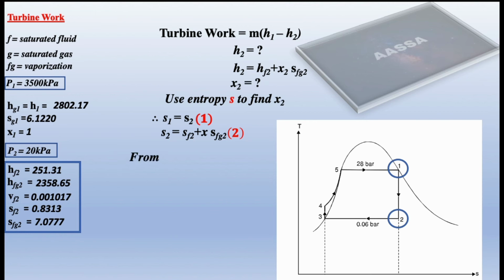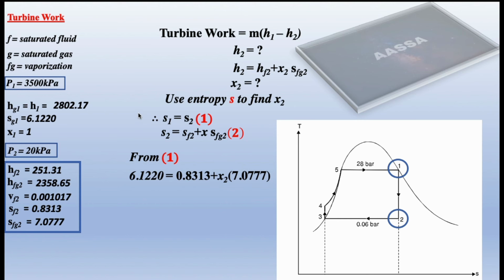Okay, so from equation number 1, which is going to equate everything, we have for S1, from the values that we have calculated, that is SG1 6.122, and for SF2, go to state number 2 on our given data. Going to look below P2. As you can see, SF2 is 0.813, and X2 we don't have, but we have SFG2, 7.077. Okay, that is good.